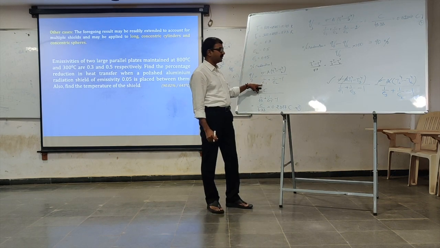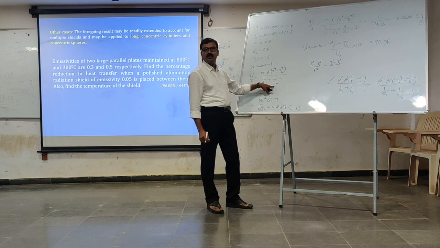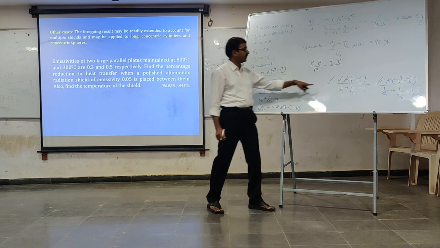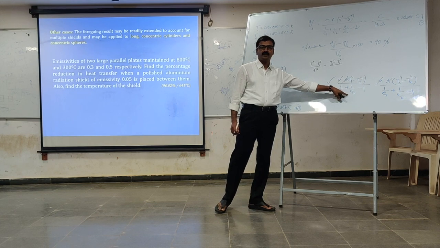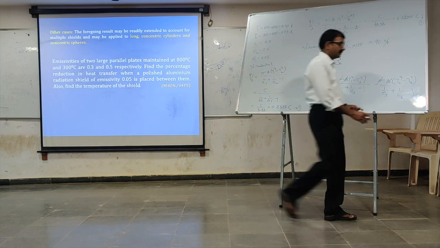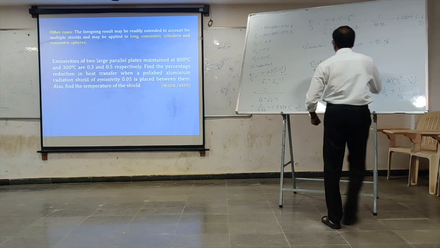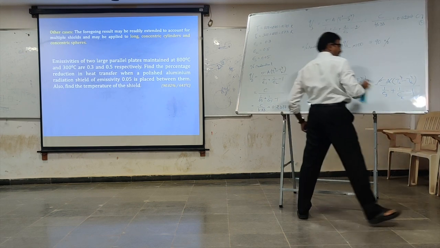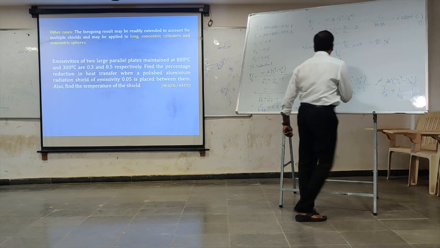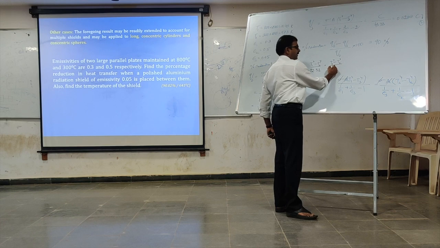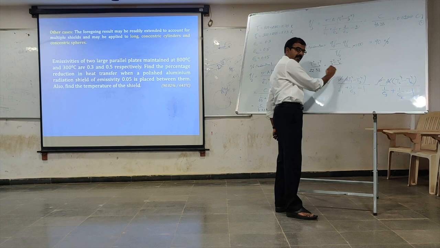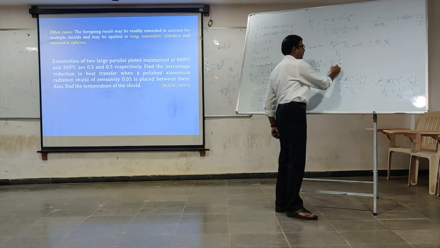There is a difference. This is 1 by epsilon 1 plus 1 by epsilon 2, 43.33. This is 1 by epsilon 1 plus 1 by epsilon s, 22.33. Here? 21 point? Exactly 21. Okay, 21 point.